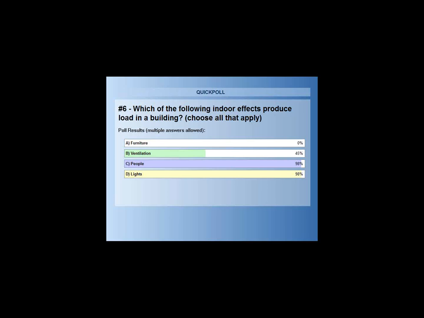All right, so most people did pretty good. Most realized that furniture is not a heat source. I guess potentially if it was sitting outside in a truck and you brought it in and it had some embedded heat in it, but after a couple hours, it would never have any heat source again. The correct answers are C and D, which is people and lights. Those are our indoor effects that produce load in a building. Ventilation is not an indoor effect, obviously. It's an outdoor effect. It is air coming in from the outdoors. So for those of you that answered B, which is quite a few of you actually, that was an incorrect answer. The answers are C and D.